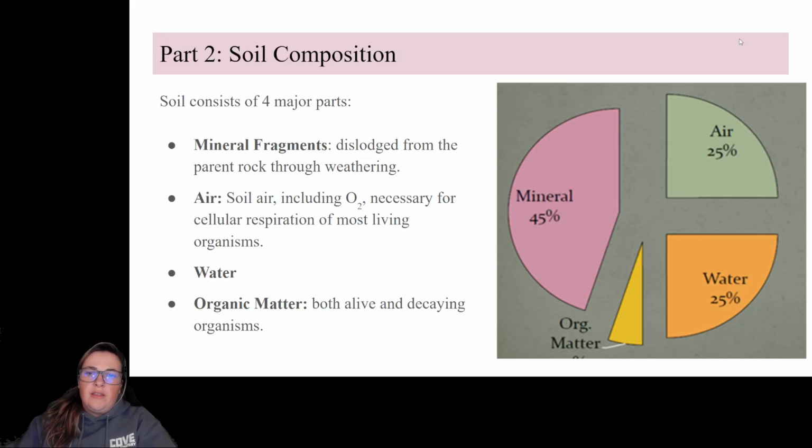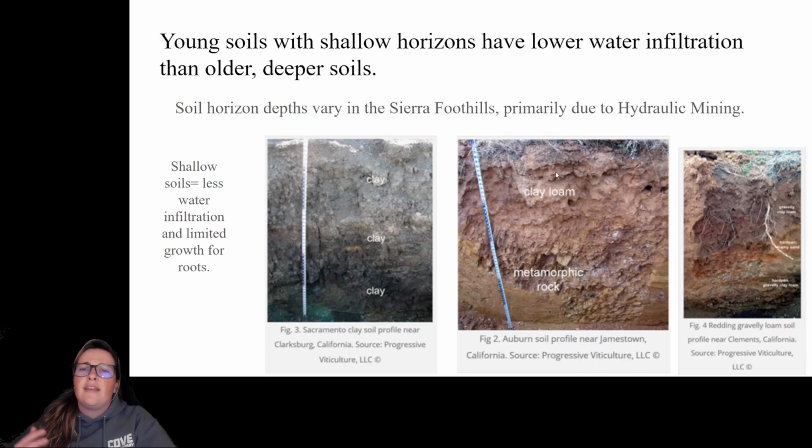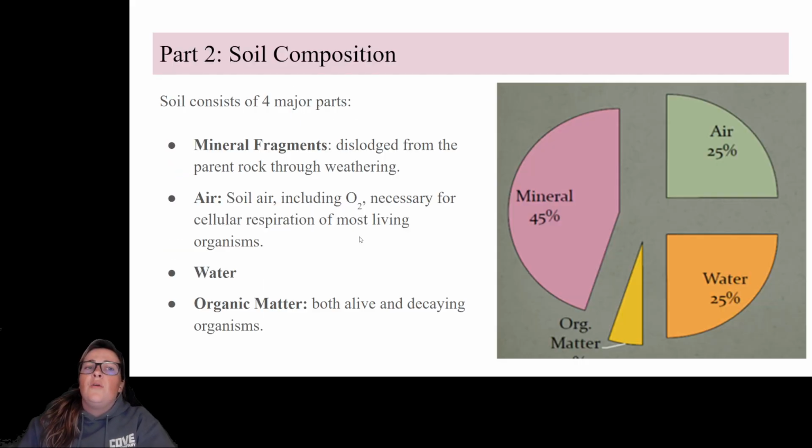As you saw in those soil profiles, there are these terms like clay loam, gravelly clay loam, sandy clay loam, clay. What are these things? Well, these are all a part of soil composition and soil texture, right? When we talk about soil composition, there's important things to consider. There's 4 parts. The majority of it is mineral fragments. These are dislodged from the parent rock through weathering of some kind, right? Then up to 25% of this is actually just air, right?